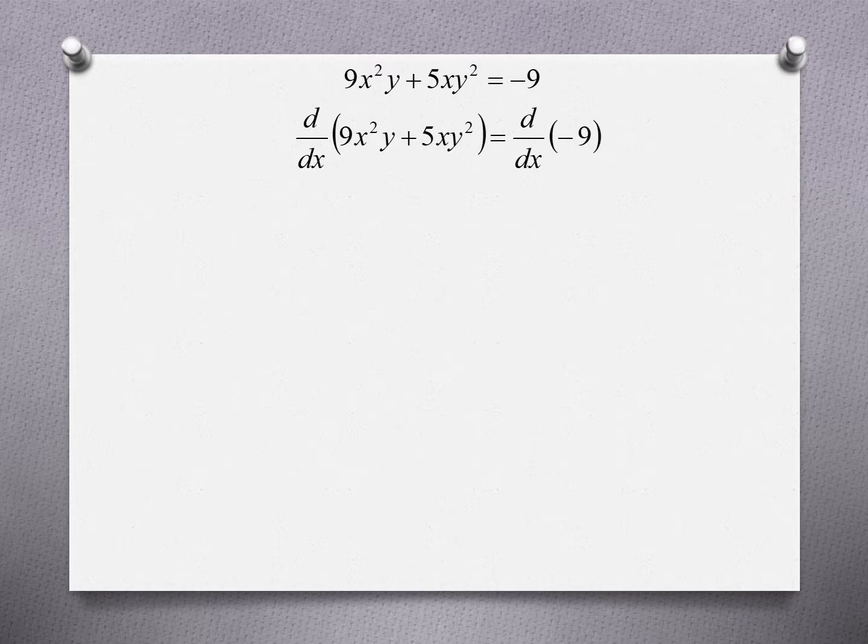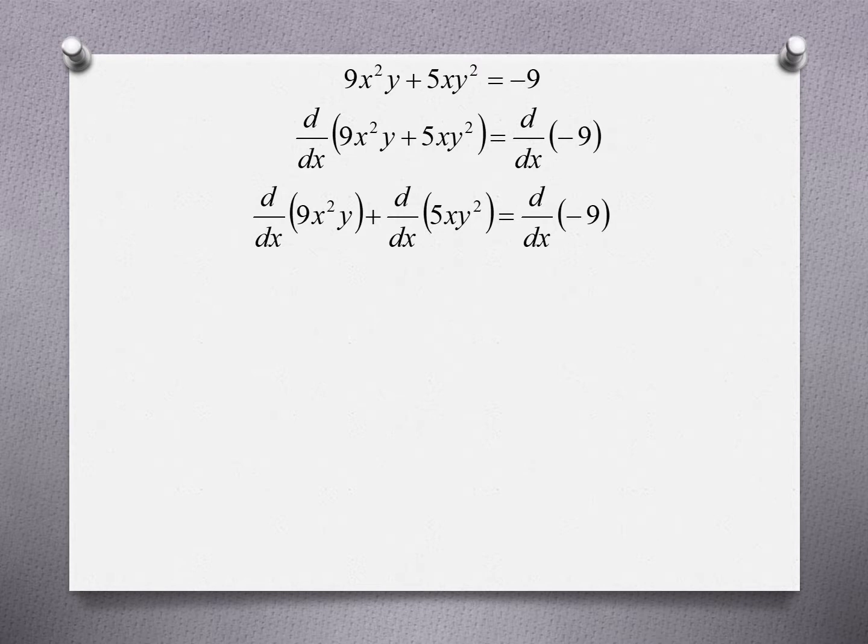But it's a little tricky for me, so I will just maybe break it up a little more. Based on the sum rule of differentiation, we know that we can take the derivative of 9x squared times y plus the derivative of 5xy squared on that left side. And of course, the derivative on the right side of the equal sign, there's just one term, so we're just taking the derivative of that. So all I've done at this point was just apply the sum rule that says I'll take the derivative of both terms in that sum.